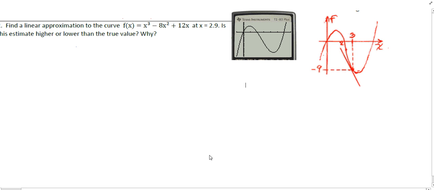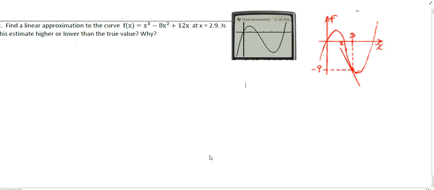Alright, let's take a look at this number 2 in the section on linear approximation and piecewise functions. Number 2, they've given us this curve, which I've graphed over here to your right, x cubed minus 8x squared plus 12x, and they want us to estimate it at x equals 2.9, and then they want us to estimate whether it's going to be higher or lower.